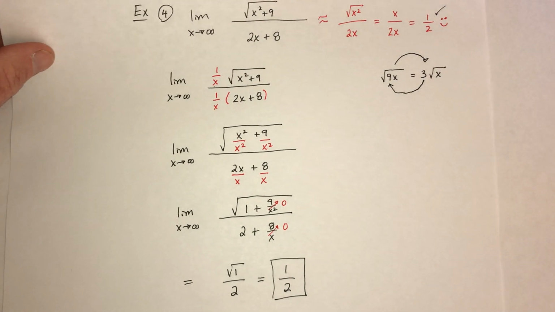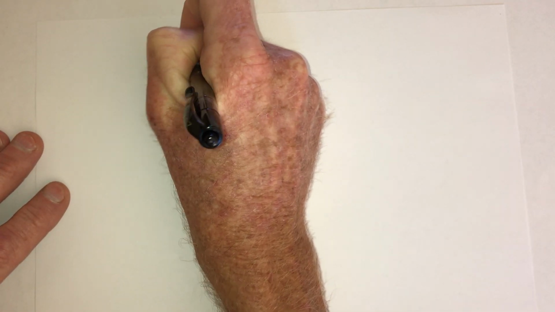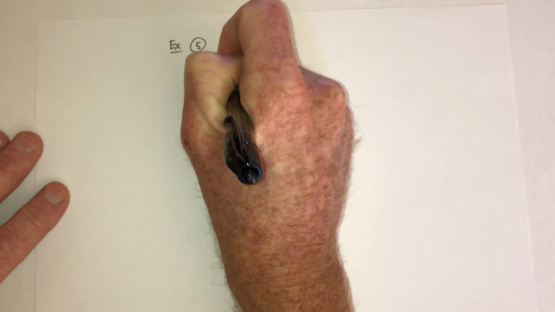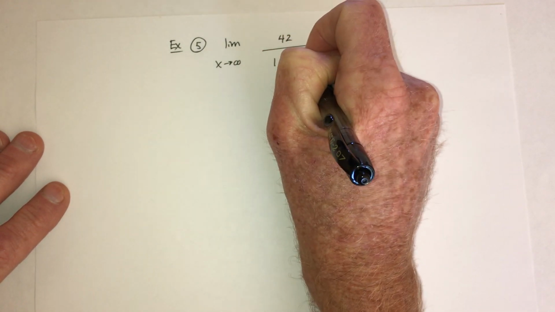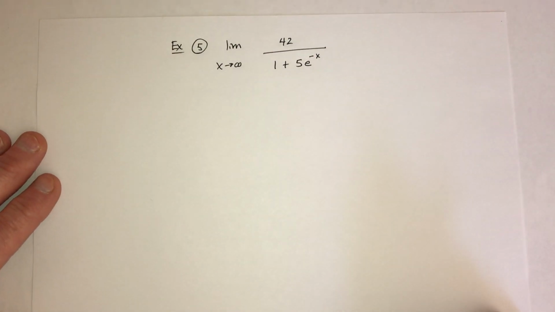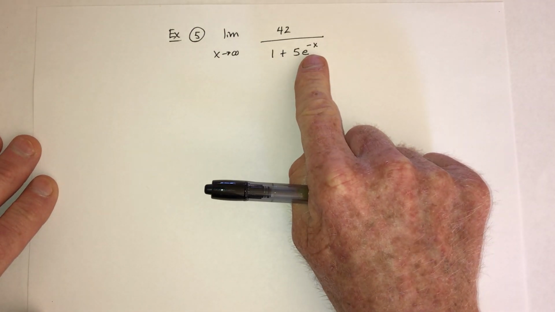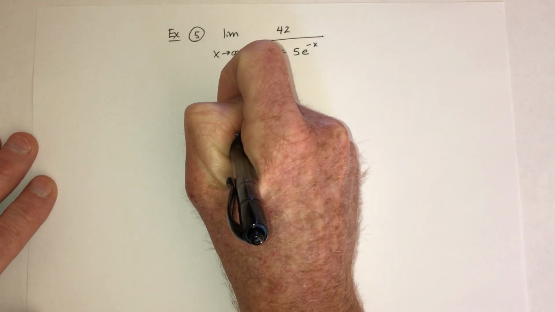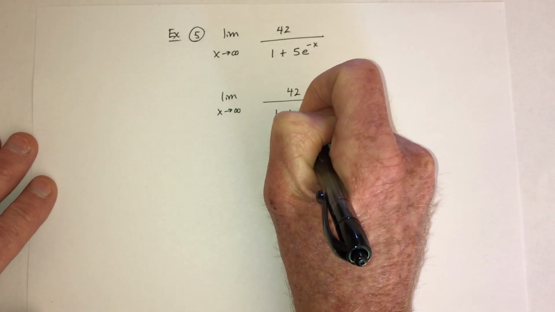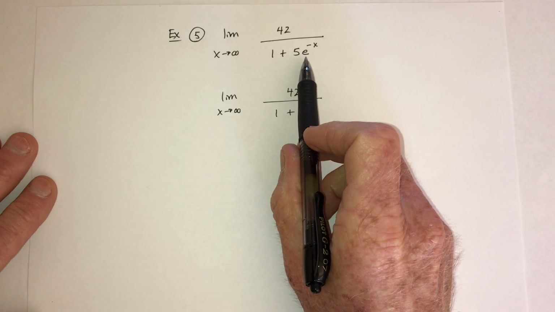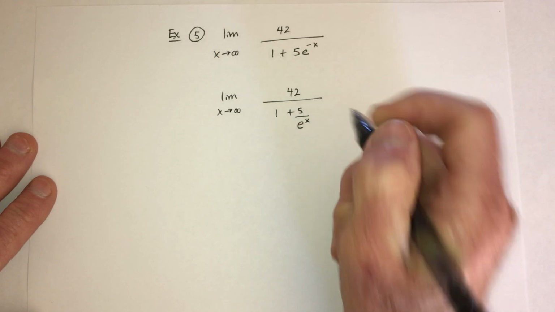And then let's do one more. So for example number 5, what's the limit as x goes to infinity of 42 divided by 1 plus 5e to the negative x? Okay. The first thing that I would do is, I don't especially like negative exponents, so I would rewrite that. So the 42 can stay, the 1 can stay, the 5 can stay, but a negative exponent means that one was inverted. So it means that the 5 was actually divided by e to the x.